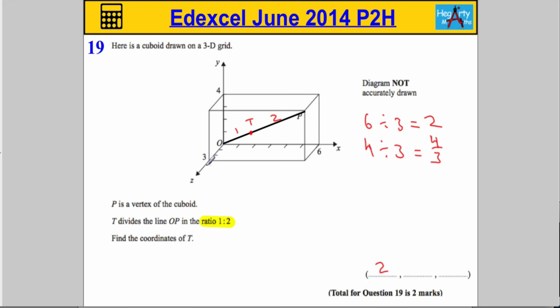And then we need to go 1/3 the distance along here. So we're going to do 3 divided by 3 to get 1. So we get 2, 4/3, and 1. So if we go 1/3 the distance along every direction, that will get us to the point T.